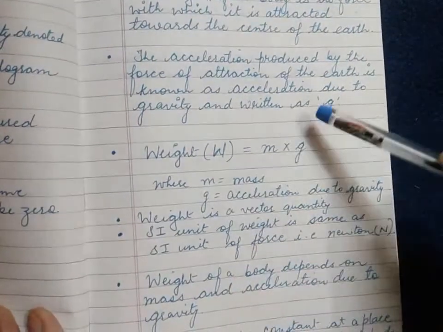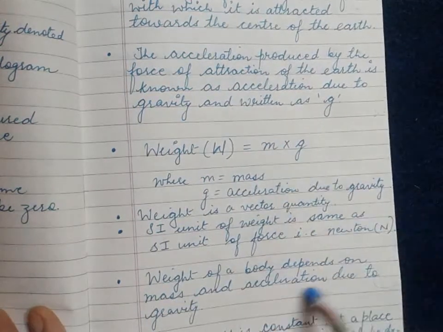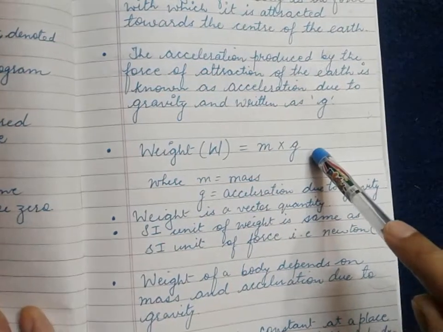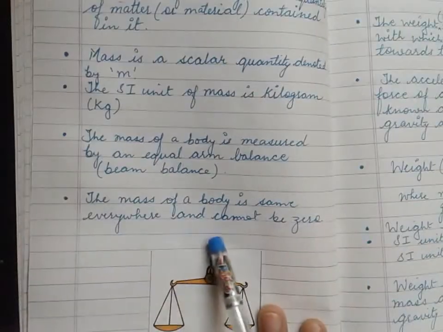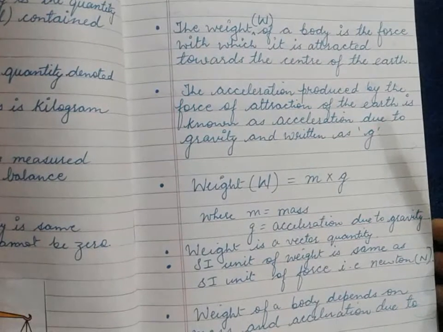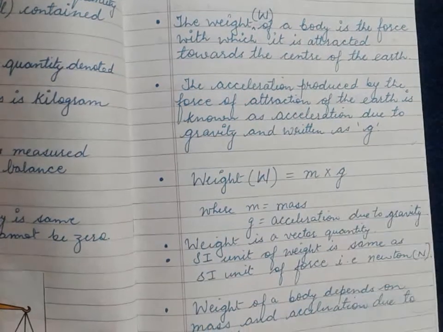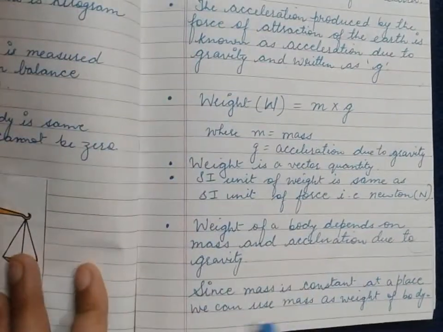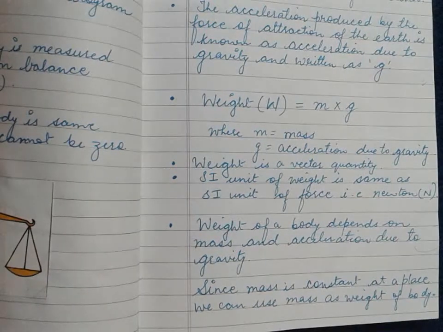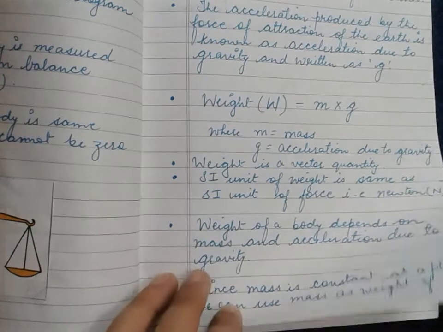From the formula we see that the weight of the body depends on the mass of the body, m, and acceleration due to gravity. Weight depends on mass and acceleration due to gravity. Now we have just learned that the mass of a body cannot be zero and it is same everywhere. Since mass remains same everywhere and for a particular place, the value of g also remains constant. So at a particular given place, we can consider weight as the mass because it is constant for a place. Weight and mass are considered same thing.